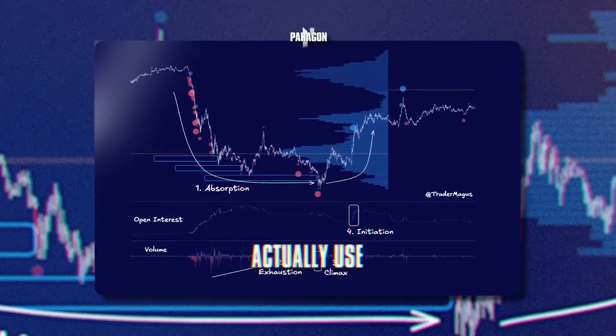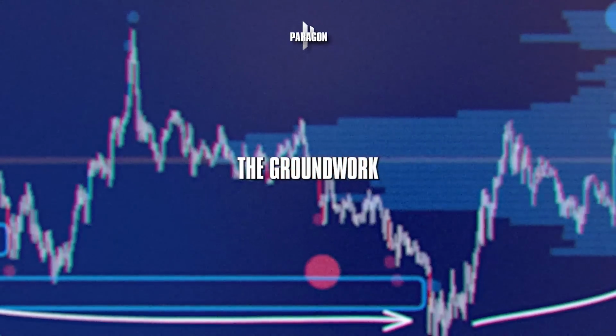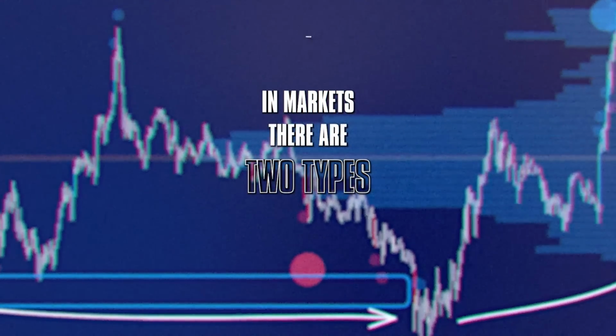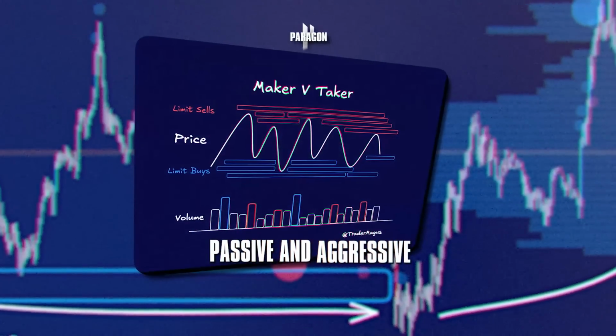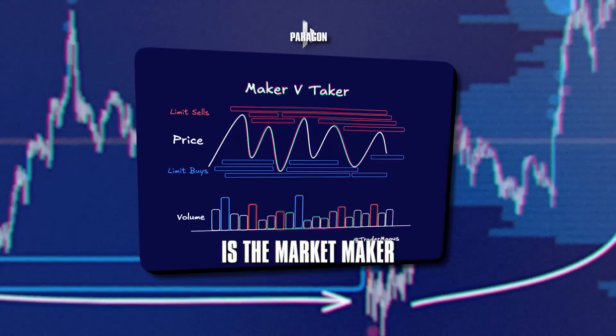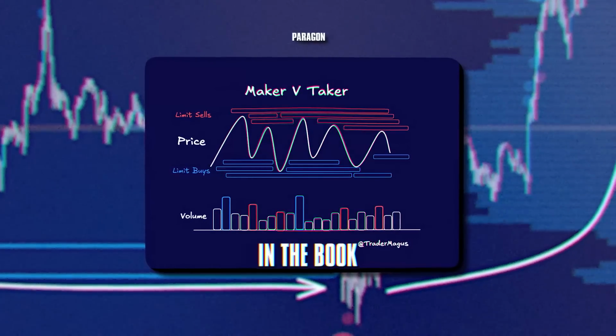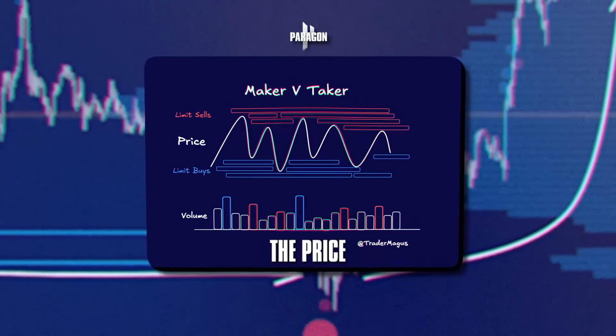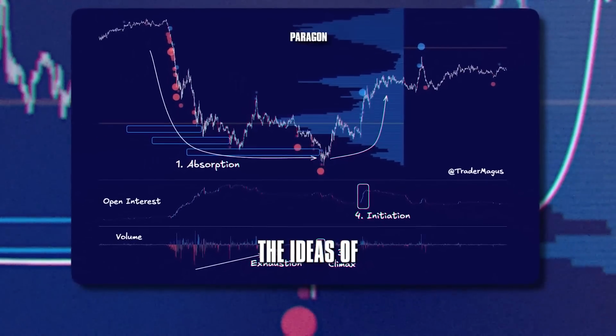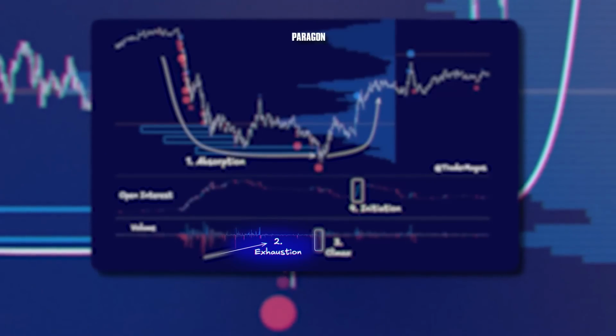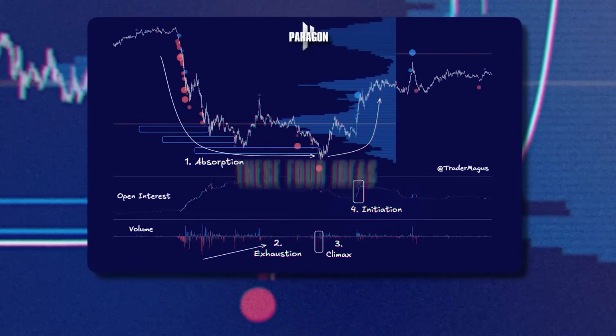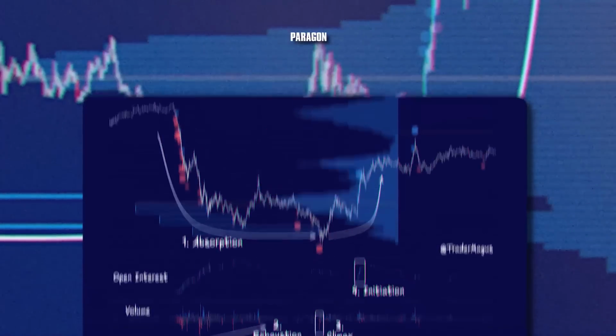But before I can teach you how to actually use and apply flow, I need to lay the groundwork for the foundation. In markets, there are 2 types of participants: passive and aggressive. The passive participant is the market maker that places limit orders in the book and around the price. Our 4 lessons today are around the ideas of absorption, exhaustion, climax, and initiation. Mastering these 4 ideas will greatly improve your chances as a trader.